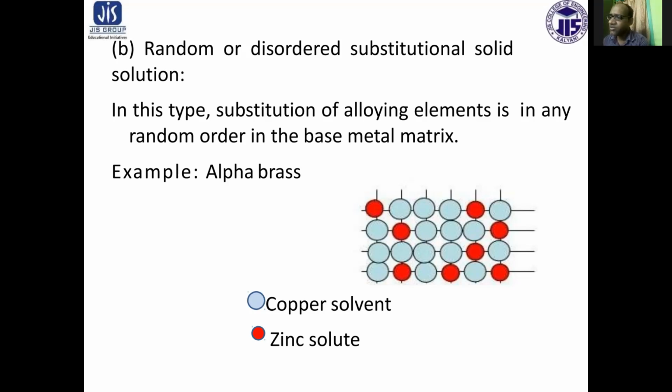Another example for this randomness we can give is nickel aluminum alloy above 400 degrees centigrade, which is shown as random or disordered substitutional solid solution. Another example is gold copper solid solution, also above 400 degrees centigrade, which shows random or disordered solid solution.